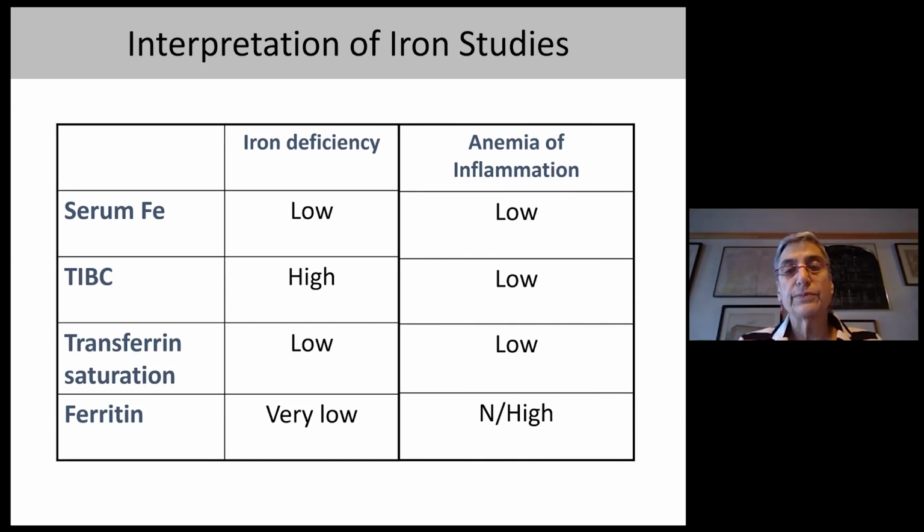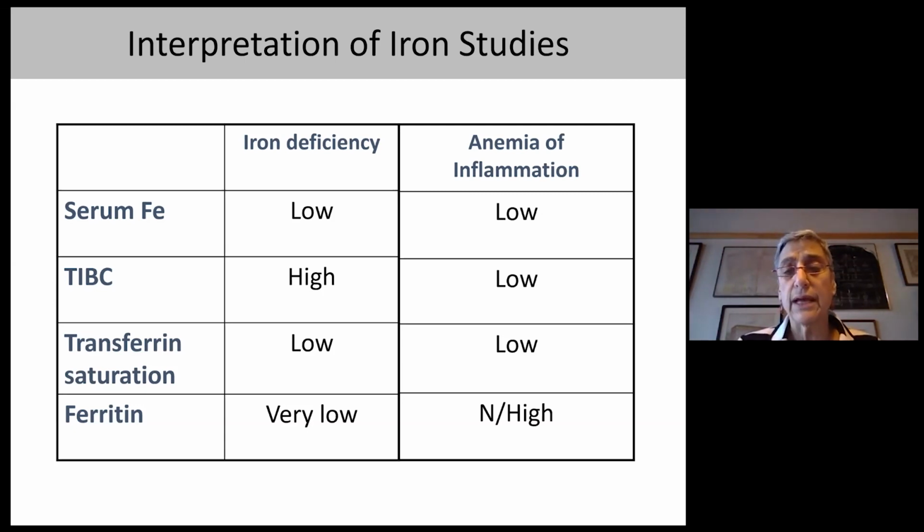So here's the interpretation of the iron studies, and the main purpose of this message is to distinguish iron deficiency from the anemia of inflammation. So in the anemia of inflammation, you get elevation of the hormone hepcidin, which immediately lowers the serum iron. So the serum iron is not terribly helpful. It's primarily reflective of the acute setting of the patient, and so it may be very low if the hepcidin level is high.